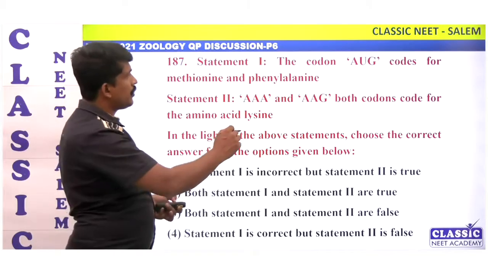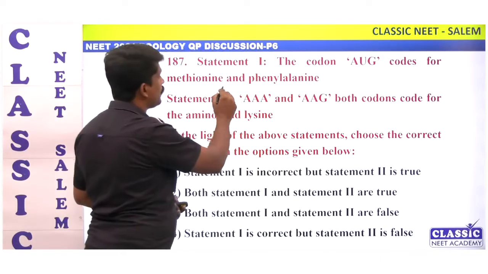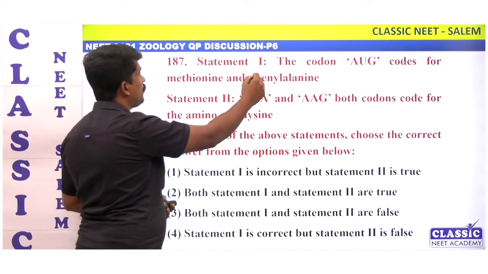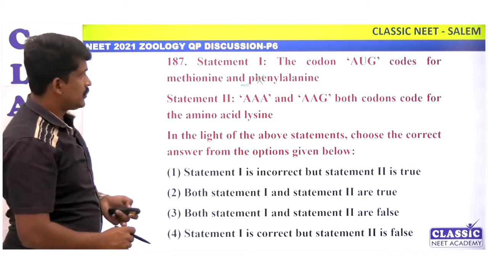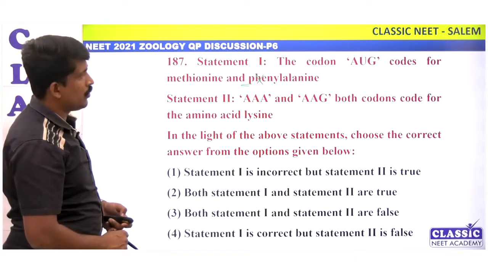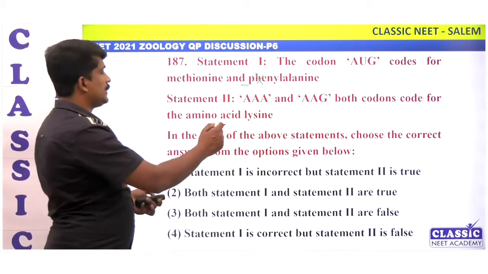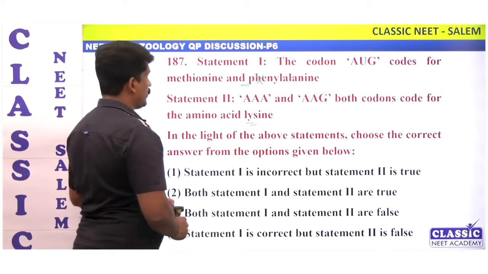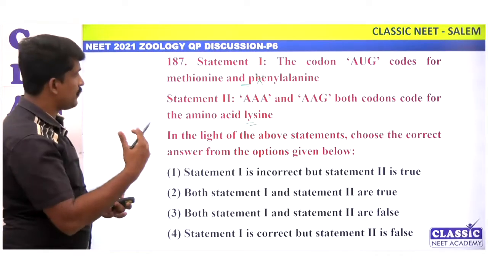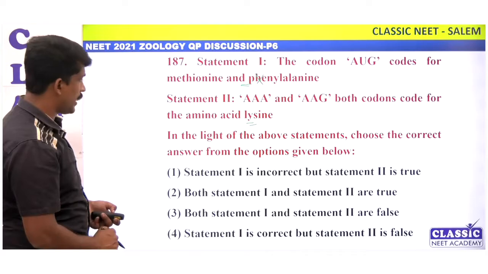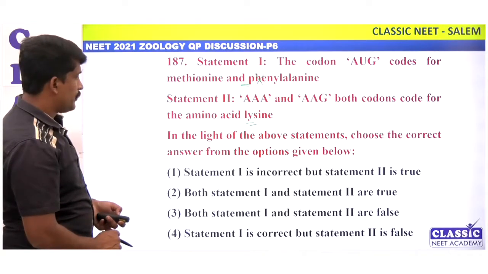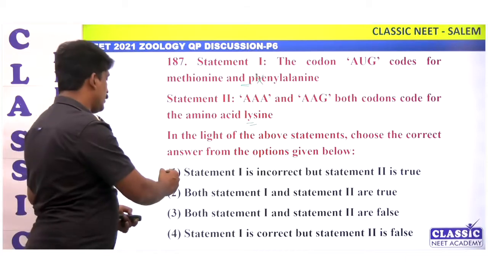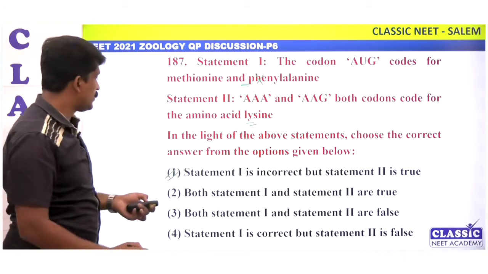Statement 1: the codon AUG codes for methionine and phenylalanine. Only for methionine, not for phenylalanine. Am I right? Statement 2 is telling, yes, the AAA and AAG codons code for the amino acid lysine. Yeah, that's also correct. So the first statement is wrong, the second one is correct. So what is that option? Statement 1 is incorrect and statement 2 is true. Okay, so that is the answer given.